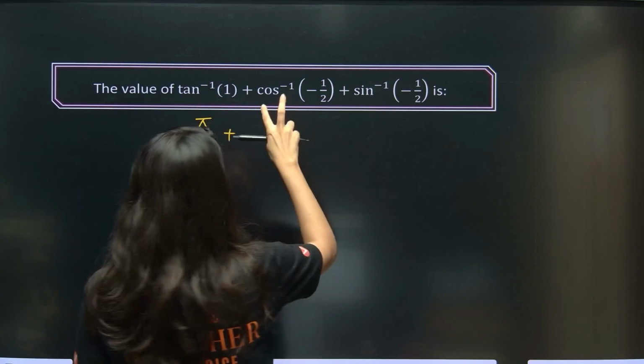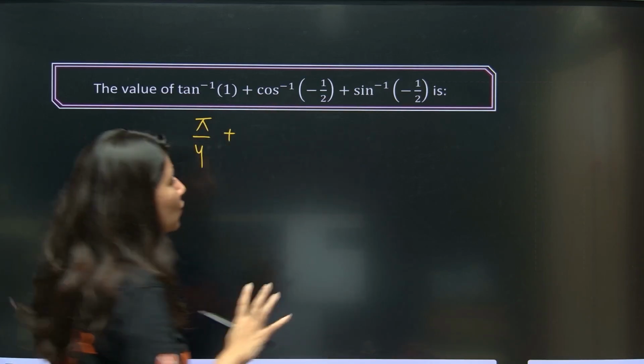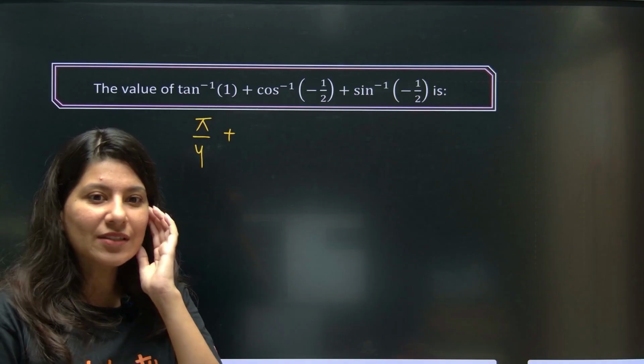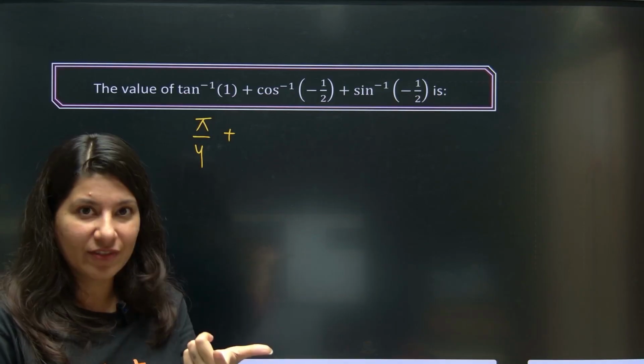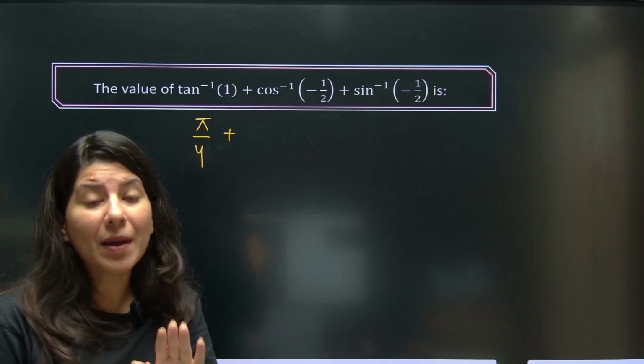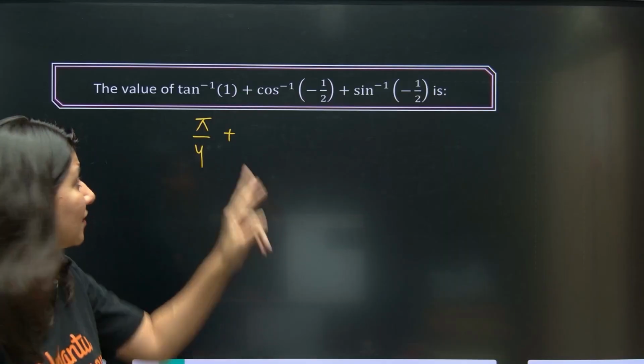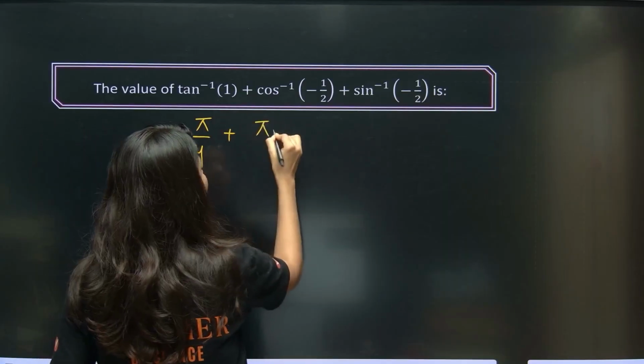Now things are changed. Cos inverse minus half. Ma'am, you told us that cos inverse of a positive value will be in the first quadrant. So suppose half, cos 60 degree, ma'am, pi by 3. Cos pi by 3 is half. But there is a negative sign, so this is pi minus pi by 3.